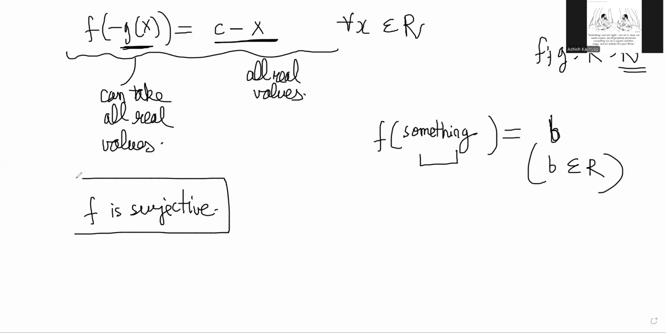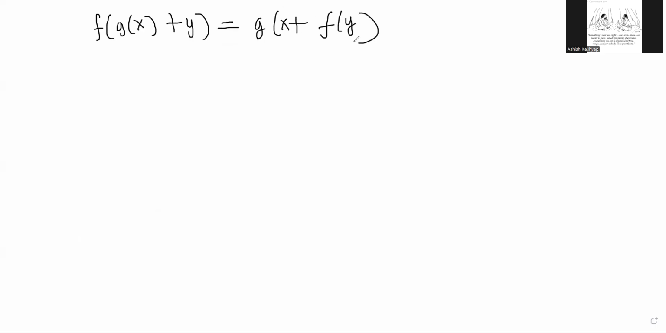F is a surjective or onto function because the range here is equal to the codomain. The output or the range of the function can be any real number. Codomain was also any real number, right? So now we will say f is surjective. We already know g is injective. Overall, now we can say that g of f is surjective. So the original condition, f of g of x plus y is equal to g of x plus f of y. Since f is surjective, g is injective, we can now say that g is also surjective.